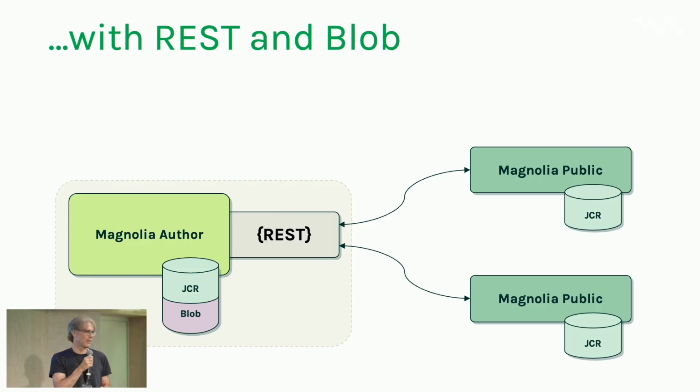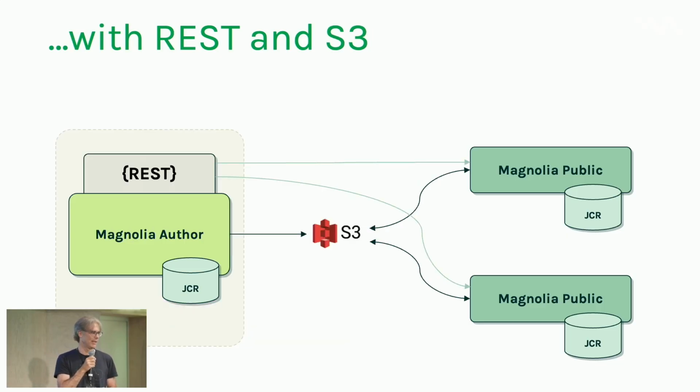For example, as a next step, you could replace the blob version store with an external one. Take that out of the author instance into an external service, in this case S3, but still use REST for coordination. In this case, no content is going to be sent over the wire over REST anymore. It's just being pushed into S3. REST does the coordination, telling the public instance there's a new version, please pull it from there.